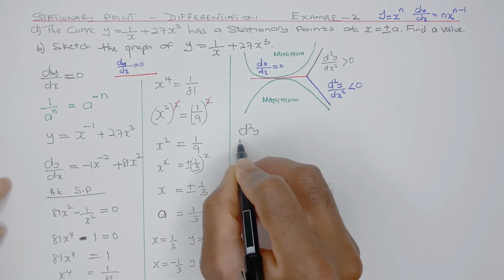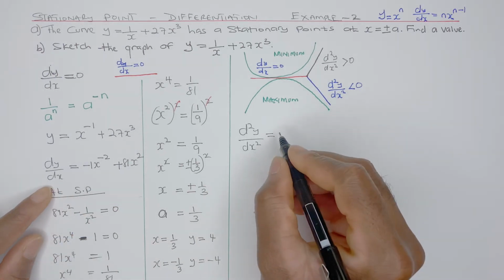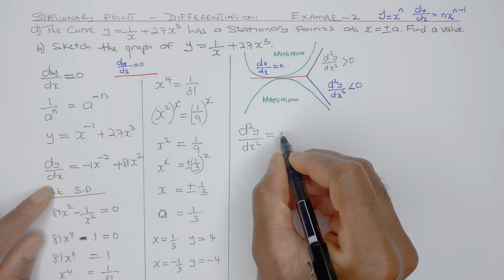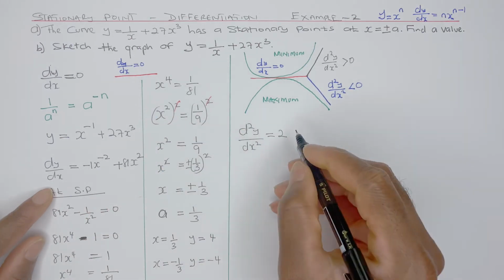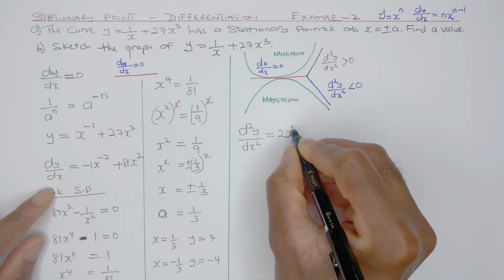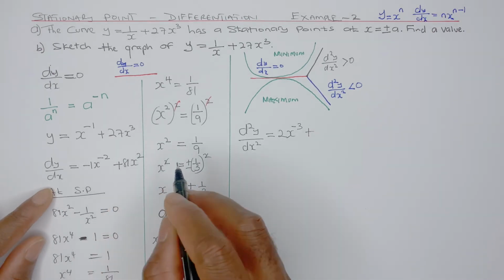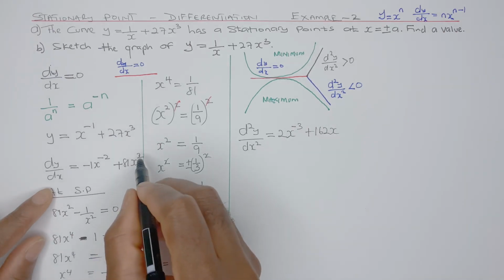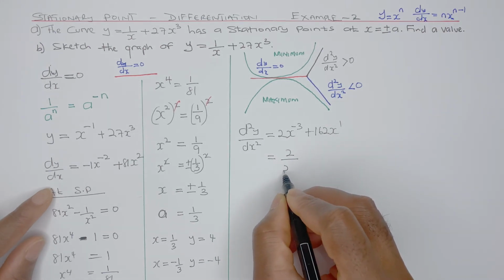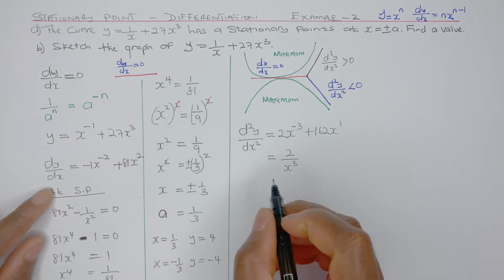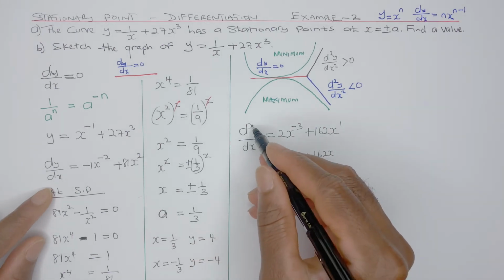So the d²y/dx², we know the dy/dx. The derivative will be minus 2 times minus 1 is 2, and then minus 2 minus 1, because I'm applying that again twice. So that will be x to the power minus 3, plus 2 times 81 is 162. x, 2 minus 1 is 1. And that will be 2 over x to the power 3. So converting back, plus 162x.